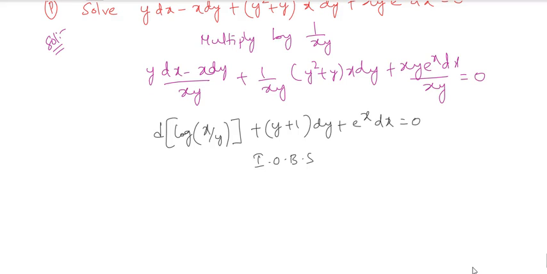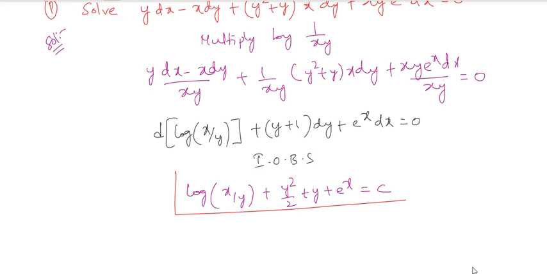So what is the solution? Differentiation and integration will get cancelled. You will have log of x by y plus, for y you will have y square by 2, for 1 you will have y, then plus e to the power of x, which is equivalent to c. This is the solution for the corresponding differential equation. Am I right or not? Yes or no? Yeah, that is how you people have to do it. So can you try one more problem based upon this?